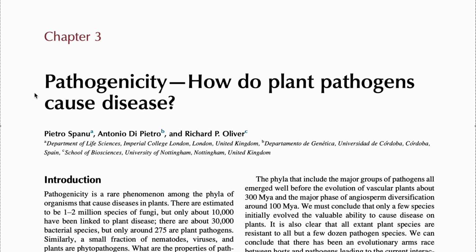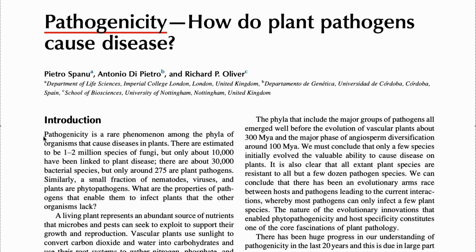We will start with the word pathogenicity. That means the ability of a pathogen to cause disease, right? Now what are pathogens? We have seen examples in chapter 2. Pathogens are such as fungi, bacteria, nematodes, molecules, viruses, viroids, right? Here we will see that pathogenicity is a rare phenomenon.